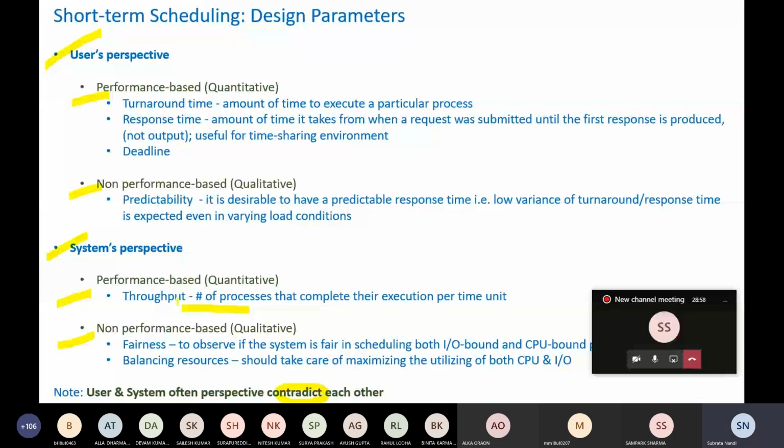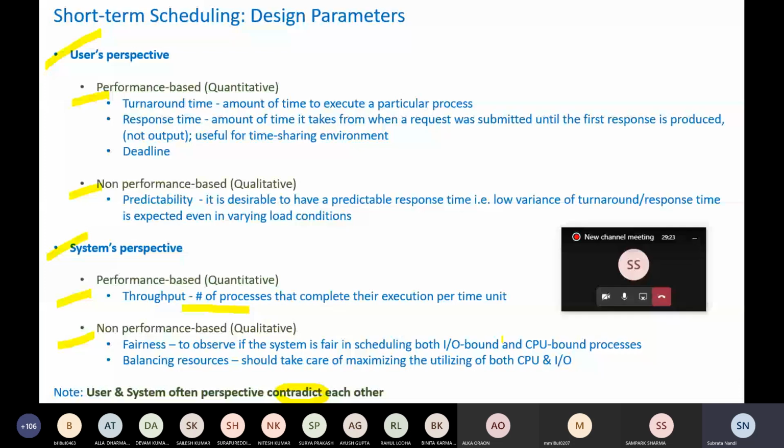And finally, from the system's perspective, the non-performance based or qualitative parameters are fairness and balancing of resources. Fairness in the sense that the scheduling strategy should be fair to both the IO bound and the CPU bound processes. So IO bound and CPU bound, do you all know?